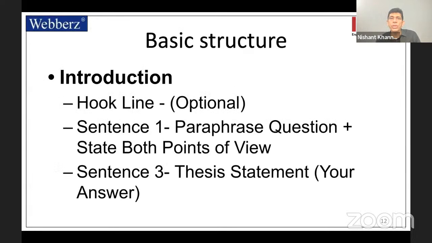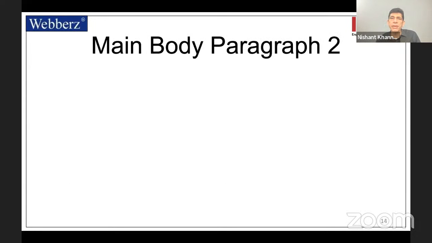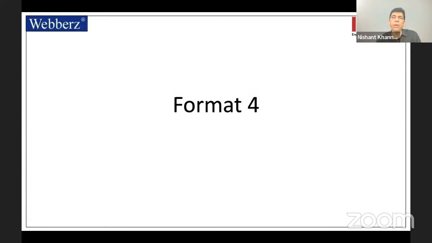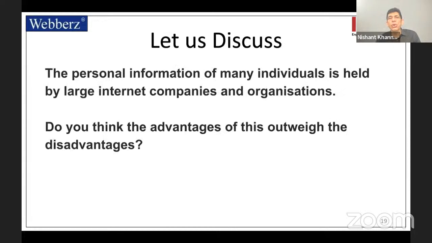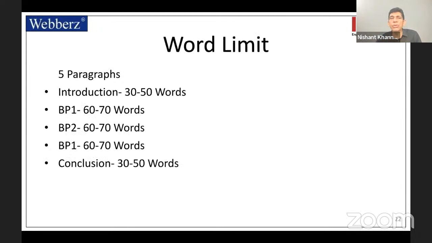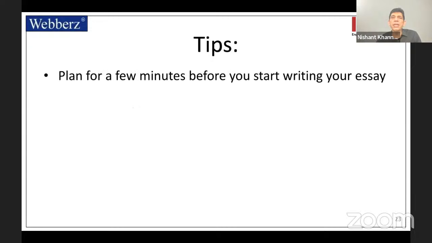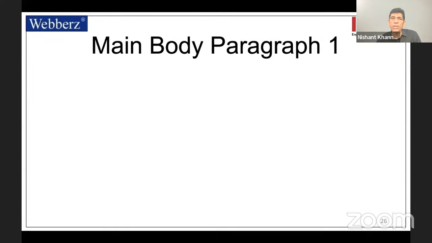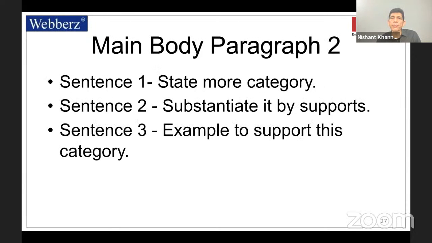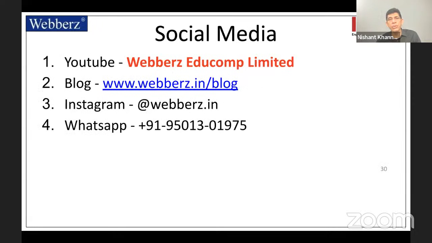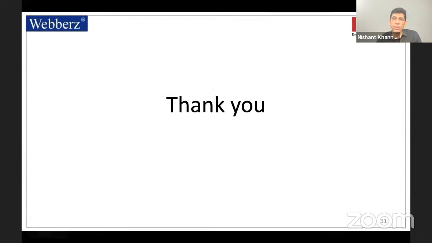The basic structure was told to you of the introduction, then the paragraphs, then the second paragraph, then the conclusion. And then I discussed format 4, that is called as advantages outweigh disadvantages. And we discussed exactly the same thing. I gave you the format, I gave you the ideas how to do it. The word limits was decided. I gave you a lot of tips, gave you the basic introduction, body paragraphs. 3 body paragraphs are going to come here. So we discussed that, and the conclusion is going to come. So this was the end of our session.